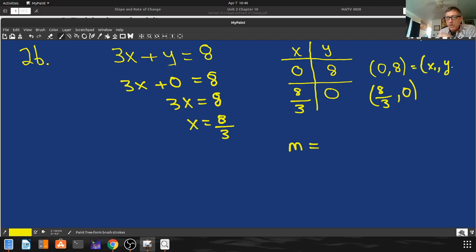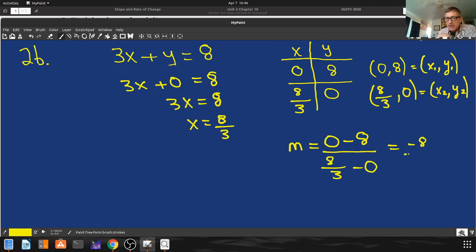My slope m, and I will call this x1, y1. I will call this x2, y2. So my slope m is y2 minus y1, which is 0 minus 8, over x2 minus x1, over 8 thirds minus 0. So that's equal to minus 8 divided by 8 thirds. And you can't leave it that way. You have to simplify it.